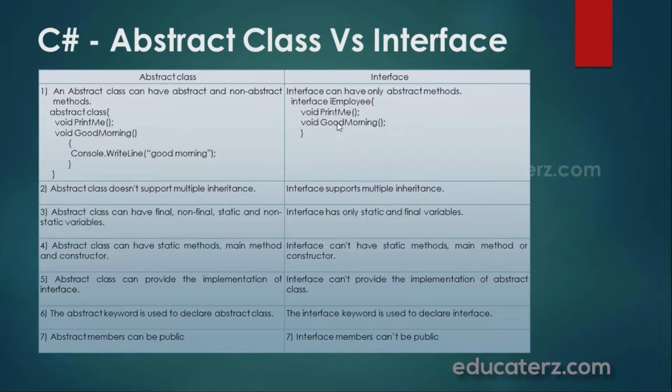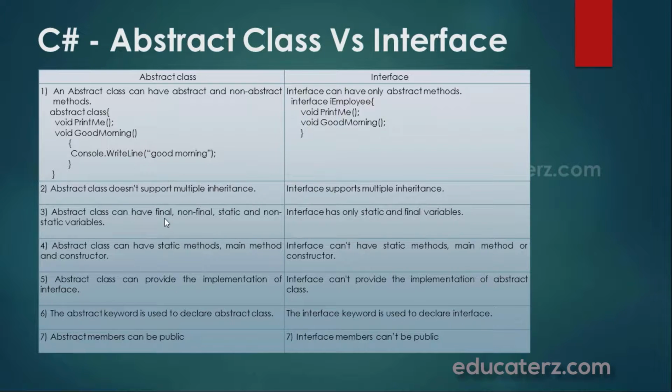This is called declaration. Coming to the interface, interfaces can have only abstract methods: interface I employee, and void print me and void good morning. Here you can see this small I is prefixed. This is not mandatory, but it is used by convention. If you see I employee anywhere, you will consider that as an interface. It is not mandatory to keep that prefix as small I. And abstract class doesn't support multiple inheritance, whereas interface supports multiple inheritance.